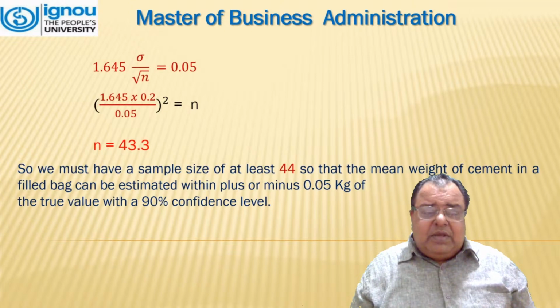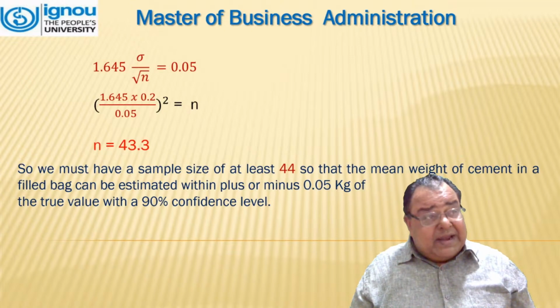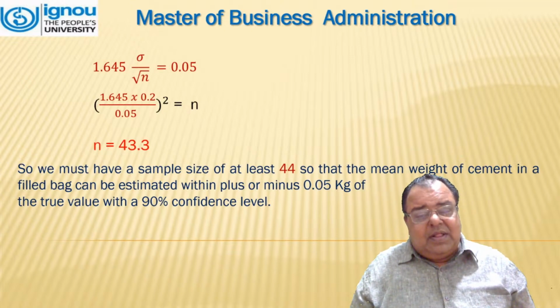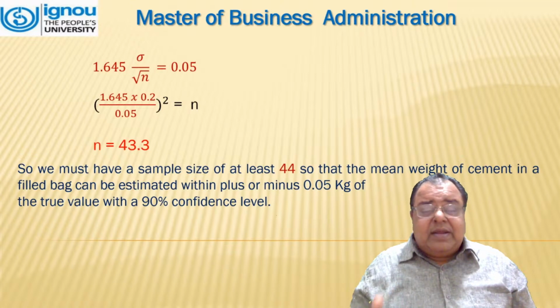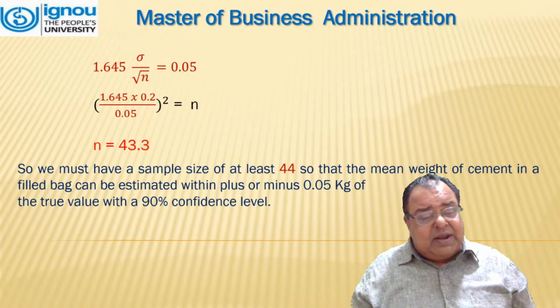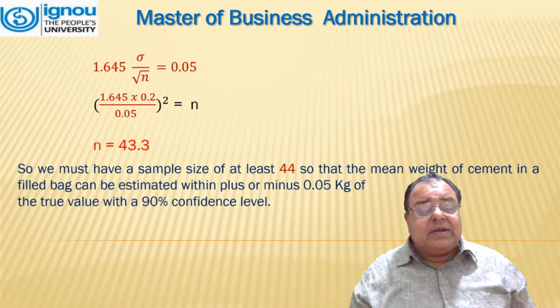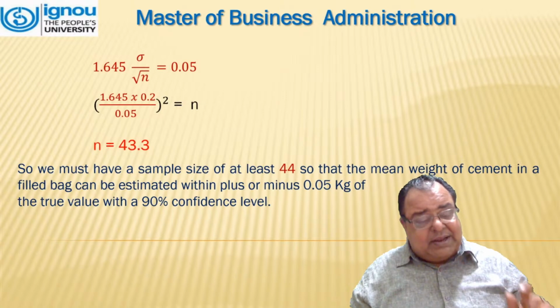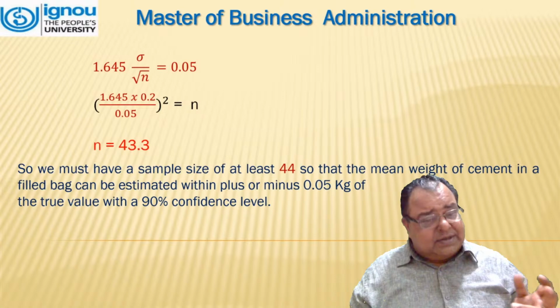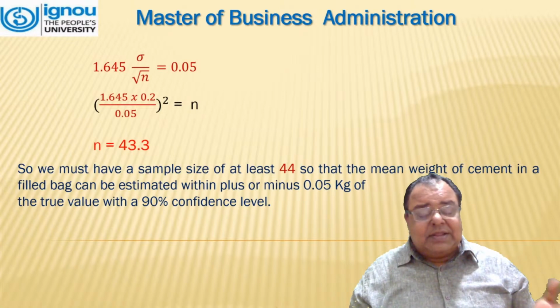So we must have a sample size of at least 44 so that the mean weight of the cement in the filled bags can be estimated within plus or minus 0.05 kg of the true value with a 90% confidence interval. This is how estimation is done when some information is given to us and we have to find the sample size.